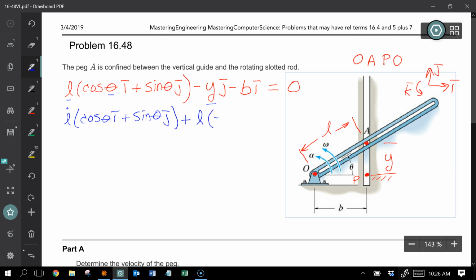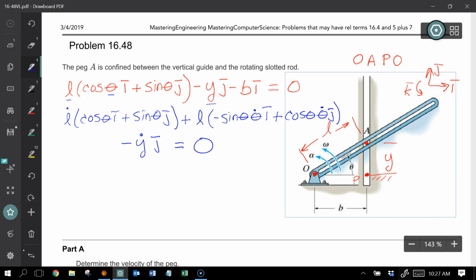So the derivative of cosine is a negative sine theta. Don't forget the chain rule, theta dot i, plus the derivative of the sine is the cosine of theta, which is theta dot j. So that's the derivative of the first red term. Okay, y is also a variable, so this is plus y dot j. And then b is a constant, and so is i, so when you take a derivative of that, you get 0. And that equals the right-hand side, the derivative of 0 is 0.